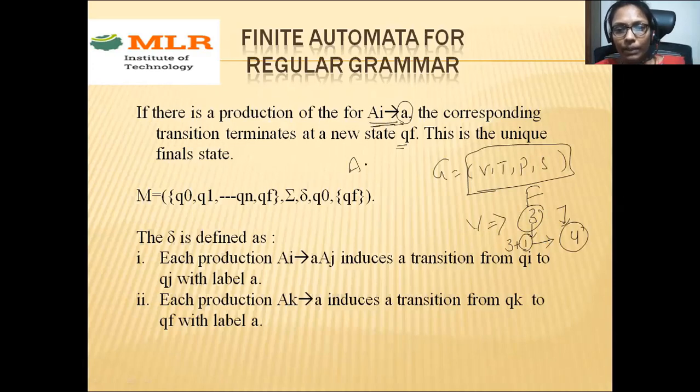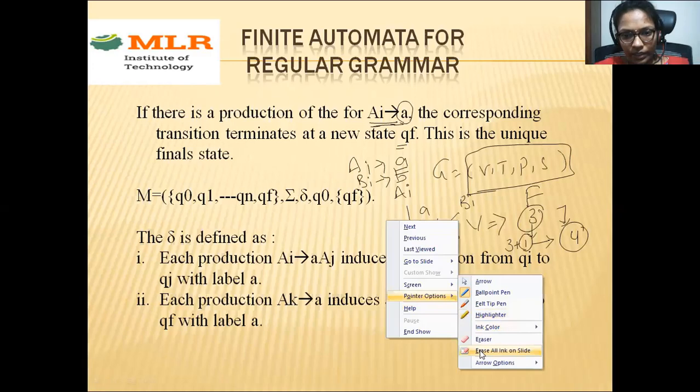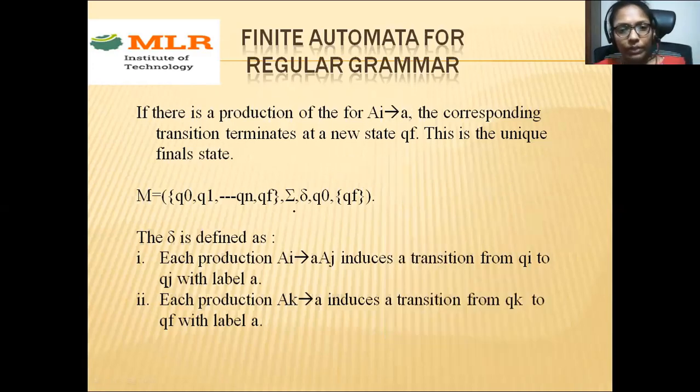For example, if you get a transition like Ai tends to a, that means only a terminal, then Ai on a will go to one new state, the new final state. In the same way, if I have one more, Bi tends to b, that means from Bi on b it will go to one new state, again the same final state. So this is the case.